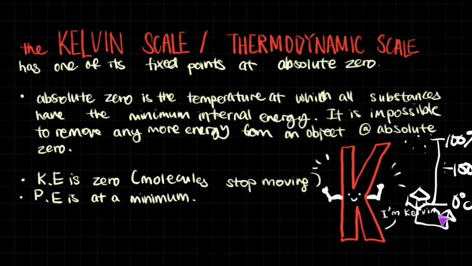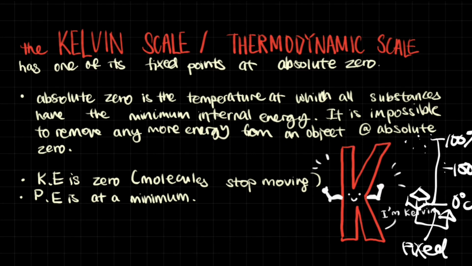So the significant point at which something has a significant value is called a fixed point. For the Celsius scale, it's these two big points of water. And for the Kelvin scale, it is absolute zero. Absolute zero is a temperature at which all substances have the minimum internal energy. It is impossible to remove any more energy from an object at absolute zero.